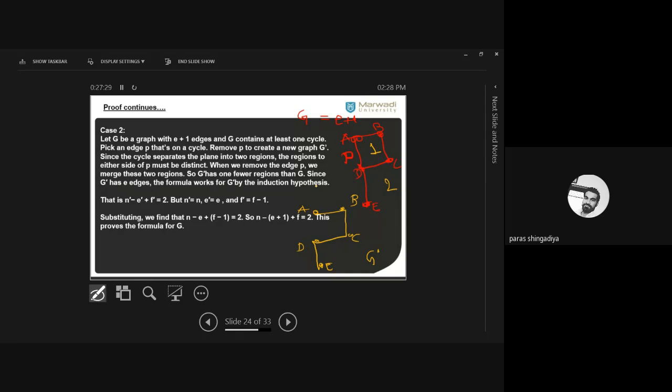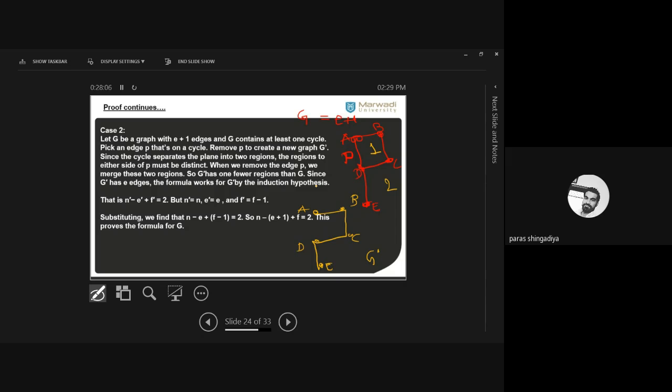And now we know that this graph satisfies the Euler formula, and we have derived the relation between G dash and G as n dash is equal to n, E dash is equal to E, and F dash is equal to F minus 1. So now replace these new values in this graph and prove that this formula works for the E plus 1 case. Just replace it here: n dash is equal to n, E dash is equal to E, and F dash is equal to F minus 1.